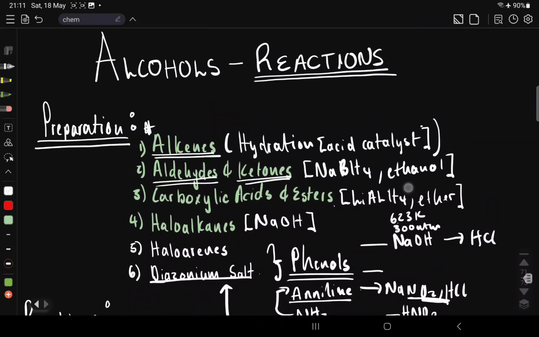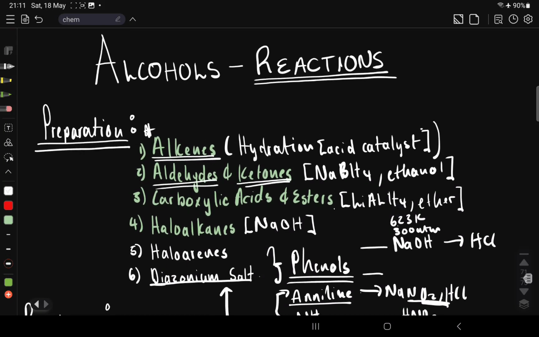But basically, what you got to know is that on preparation, I can have alkenes where I hydrate them, add water, aldehydes and ketones where I use NaBH4, which is going to be called sodium borohydride, okay? Sodium borohydride. Or sometimes you hear them say sodium tetrahydroborate. So that's one. And then here, lithium aluminum hydride, okay? Here it is lithium tetrahydroaluminate. It's another way. Either way, same thing.